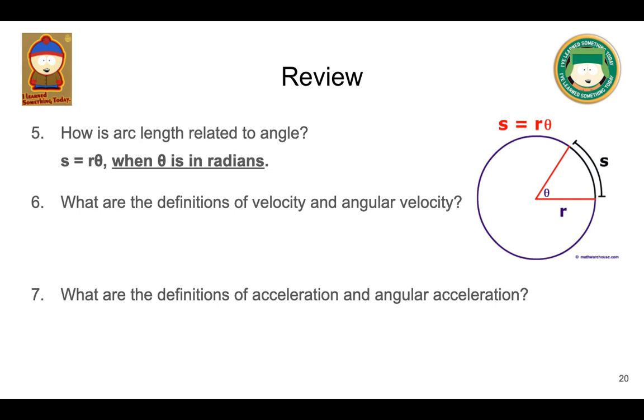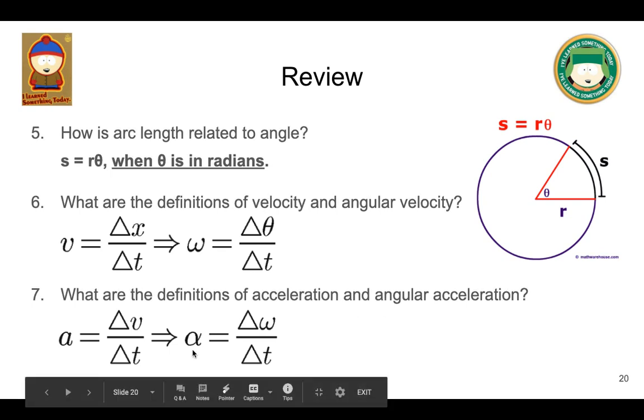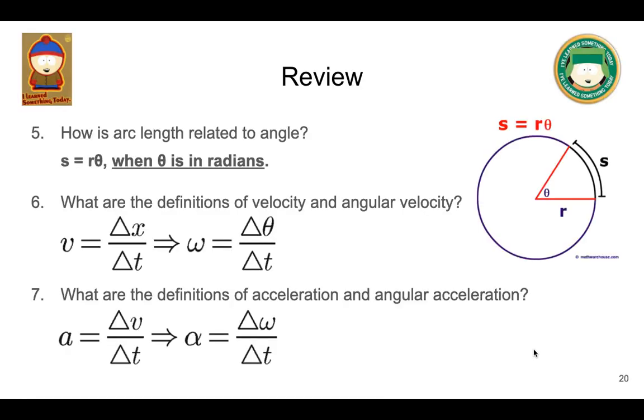So what are our definitions of velocity and angular velocity? Your basic definition of regular velocity is v equals delta x over delta t, so change in displacement over change in time. That means its cousin, angular velocity omega, must be delta theta over delta t. So think of the cousins. Same idea with acceleration and angular acceleration. Your basic definition of acceleration is delta v over delta t. So the cousin of acceleration, alpha, must be equal to the cousin of v, delta omega, over the cousin of t, delta t. t again is its own cousin. So hopefully that helped.